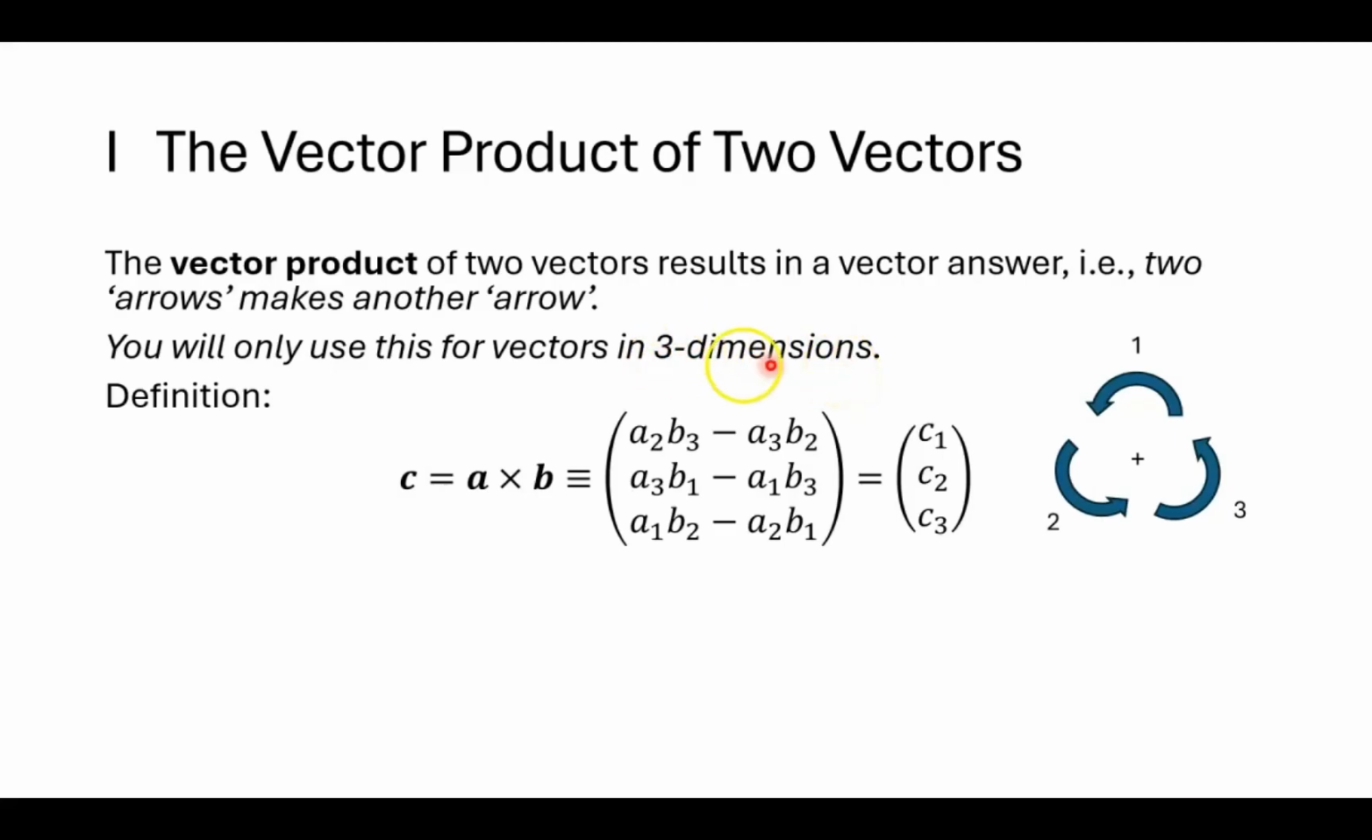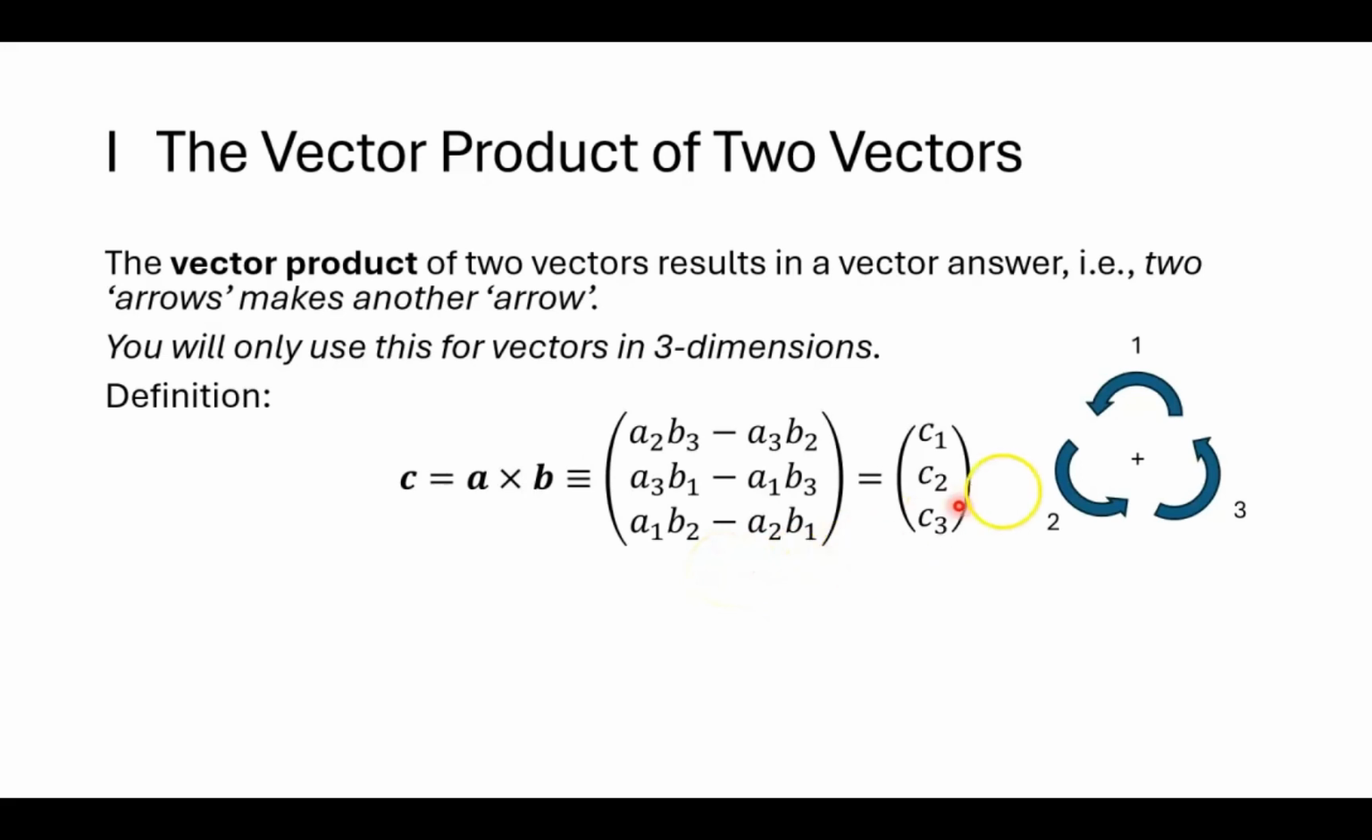I will explain why this is the case later, but now let's just focus on how you do it at first. If you define C as the result of A cross B, then the first component of C will be A2 B3 minus A3 B2. So this means you take the second component of A times the third component of B, then you minus it by the third component of A times the second component of B. And this may seem very complicated, but there's actually a nice way to remember it.